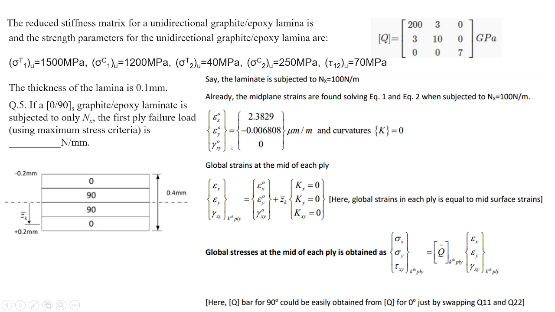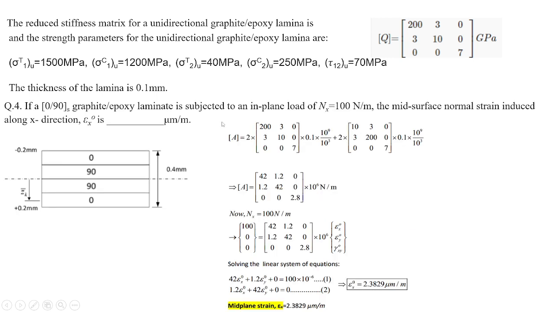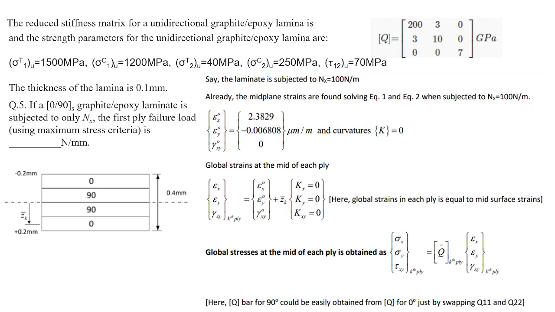So these are global strains, given as the mid-plane strain. So we have to find the strain of the whole laminate, at the mid of each ply. To find that, the equation is given here, but here kx, ky, kxy is equal to 0 as there is no curvature. So we will find that the global strain in each ply is equal to the mid-surface strains. Now we need to find the global stresses at the mid of each ply, which can be obtained with the help of the reduced stiffness matrix of each ply from this given equation.